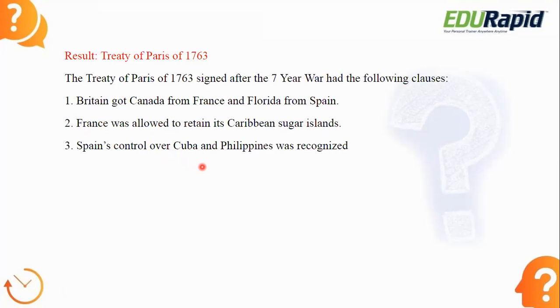Okay, so these three main clauses were included in the Treaty of Paris, and the global war, which was fought between 1754 and 1763, ended with the Treaty of Paris. So these are the three different clauses of the Treaty of Paris. Okay, so I hope this is clear to you.